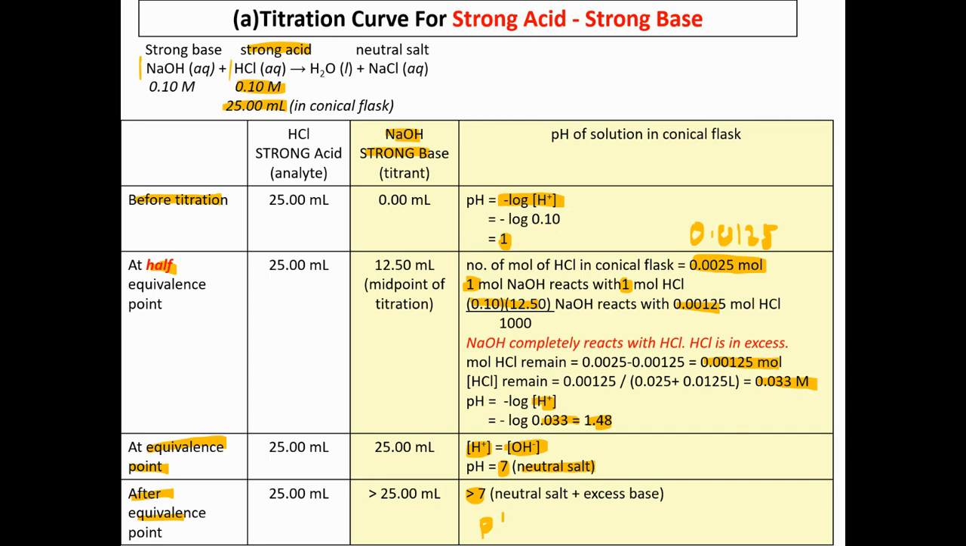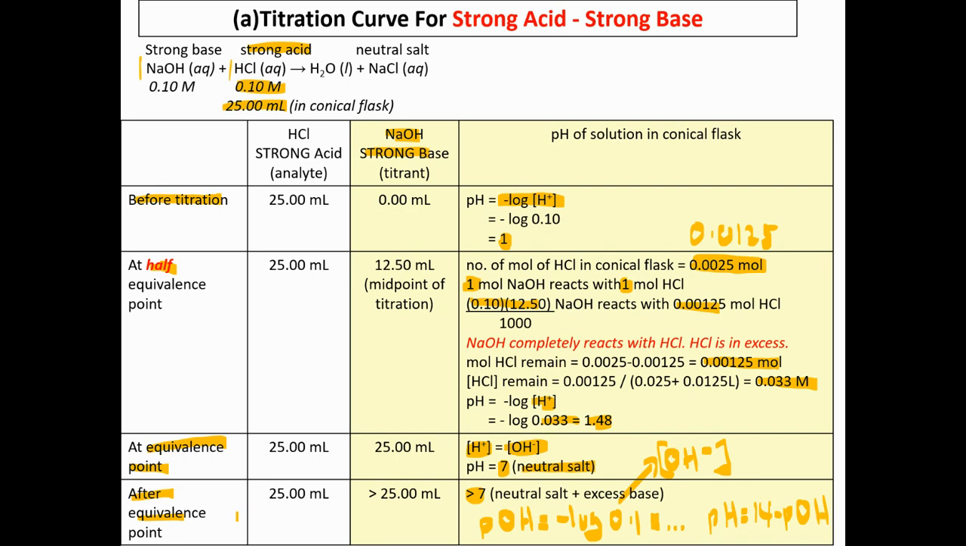Okay, so we know that pOH equals negative log 0.1. This one is from the OH minus concentration. So then we will get how much? And then we use pH equals 14 minus pOH.